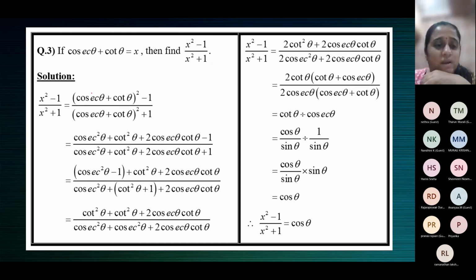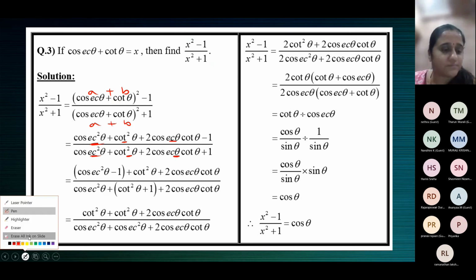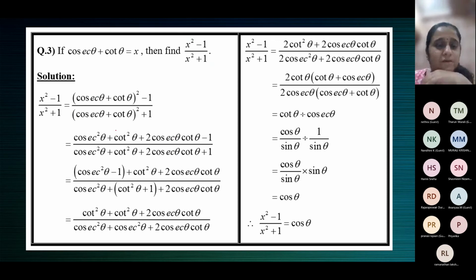Then, of course, we have to expand. This is like a plus b the whole square, and this is also a plus b the whole square. So expand: a square plus b square plus 2ab, a square plus b square plus 2ab, minus 1 plus 1. So that's the next step. You have to expand.